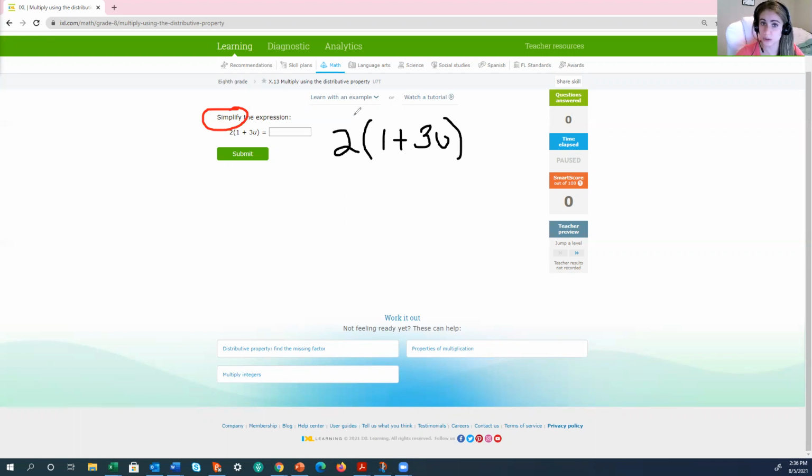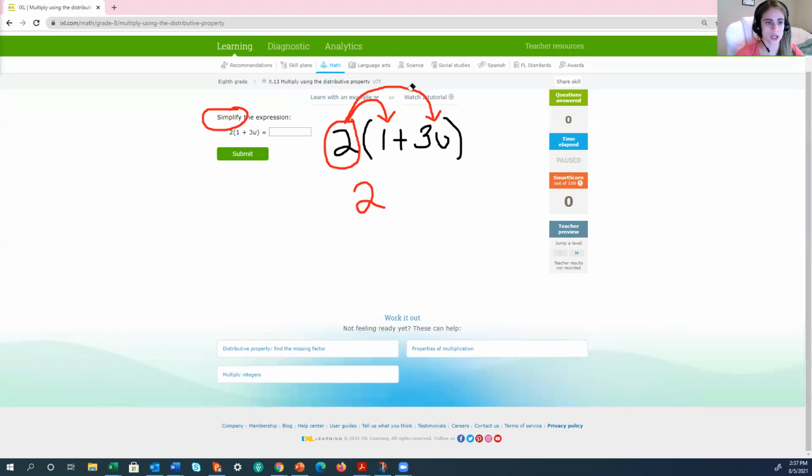So we're going to distribute this 2 to everything on the inside of the parentheses. First, we're going to multiply 2 times 1. What's 2 times 1? 2.